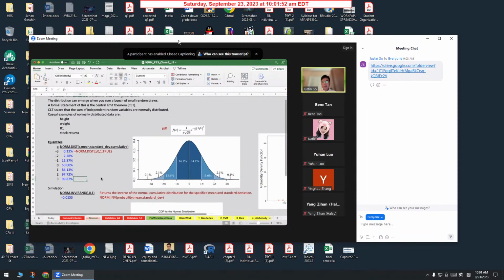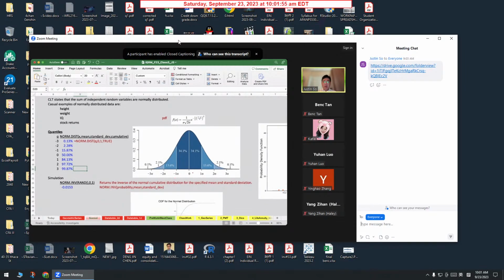The quantiles we're going to talk about. So we draw a standard normal distribution. This is a normal distribution, but a specific case. The mean value is 0. And from 0, if you move one standard deviation in the standard normal case, that actually becomes 1. The sigma is 1.